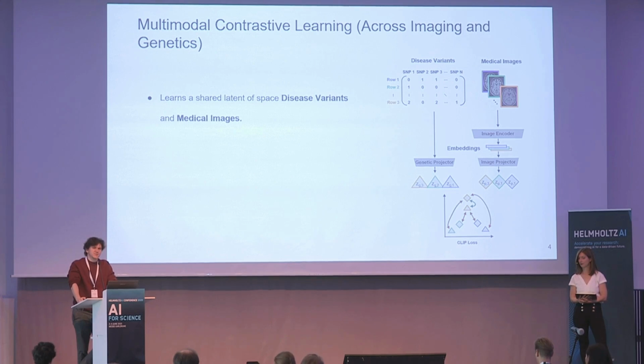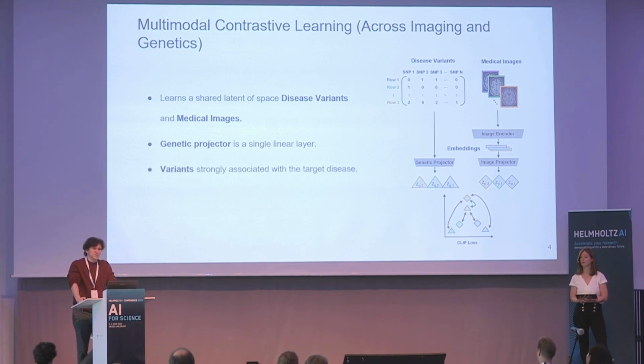In summary, GEMCONT learns image embeddings by embedding, or projecting, disease variants and medical images into a shared latent space to then apply the CLIP loss. Because genetic effects are mostly additive, we drop the encoder for the genetic branch and use just a single linear layer as the genetic projector. And because during training we only use variants that are strongly associated with a target disease, we ensure that the image embeddings capture features that correlate with the clinical outcome.